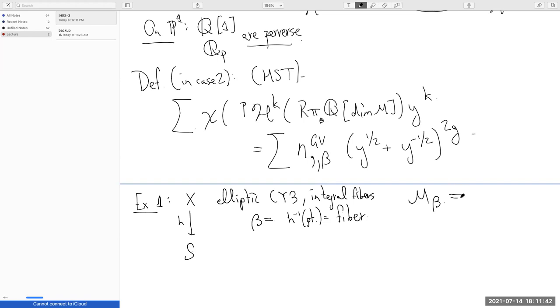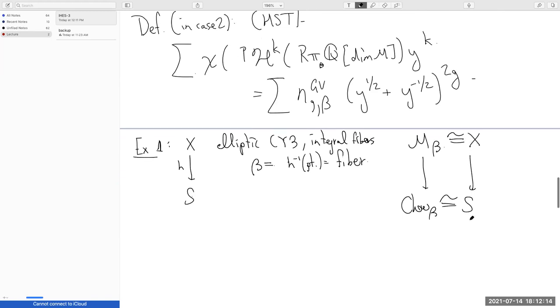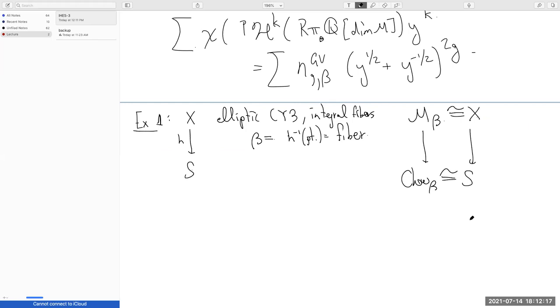Because the fibers are all genus one curves, the moduli space of rank one sheaves on it just recovers the curve. So the moduli space, as I vary which fiber I'm looking at, is just isomorphic to S. The Chow variety in this case, where you just forget the sheaf and remember the support, just tells me which fiber it is. So the Chow variety is just S. And this Hilbert-Chow map is just the original elliptic fibration.